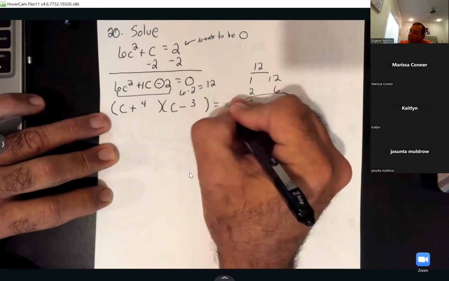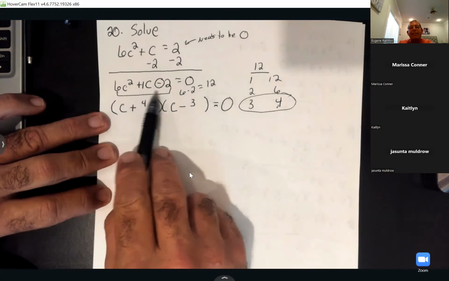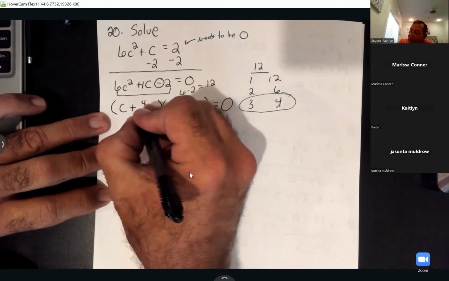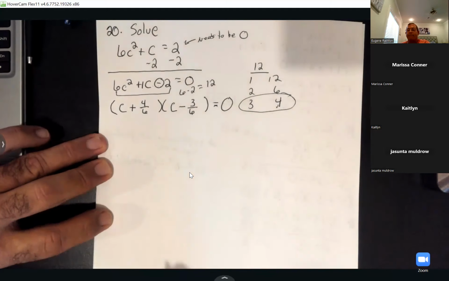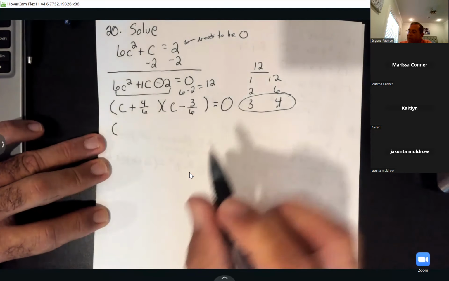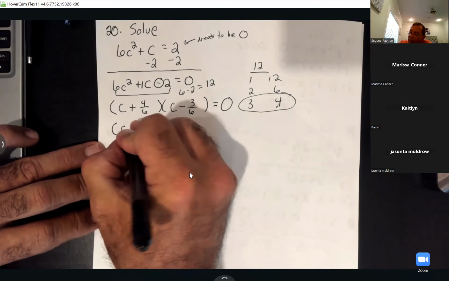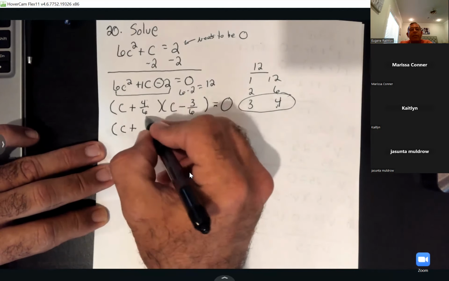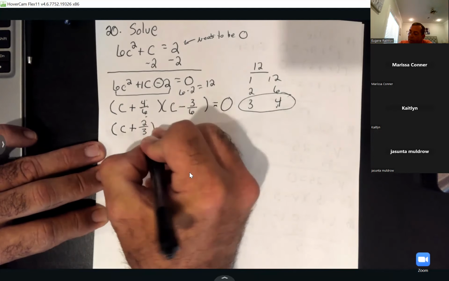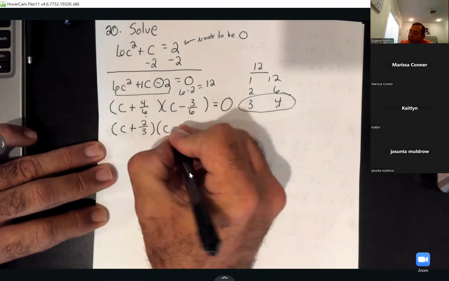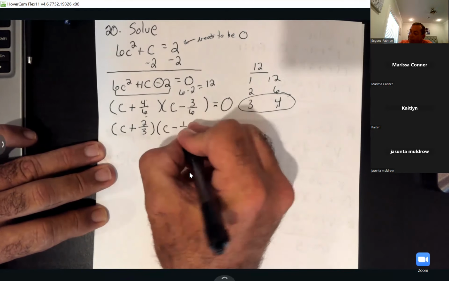Now remember, all this is still equal to 0. And since I borrowed that 6 to get my 12, I now have to divide both of these by the 6. So my first step is to reduce my fractions. So I'm going to get c plus 4 over 6, both divided by 2, making that 2/3. Over here, 3 and 6 are both divided by 3, making that 1/2.